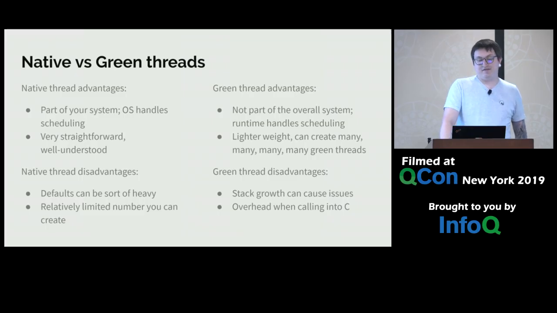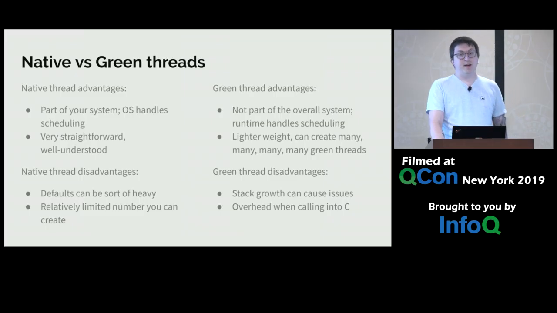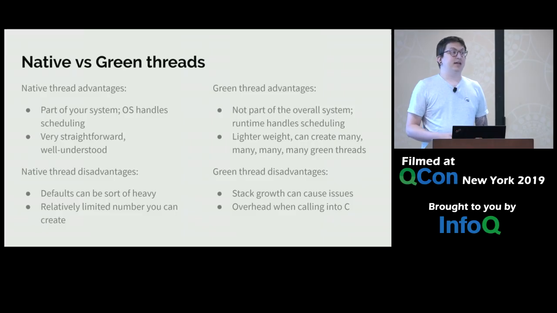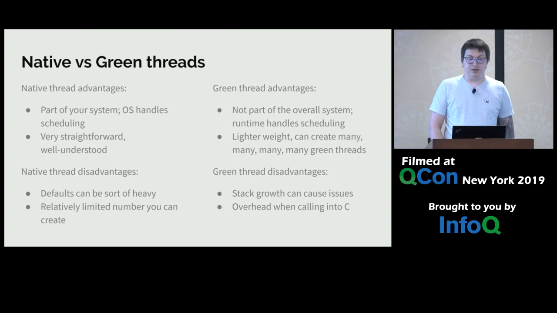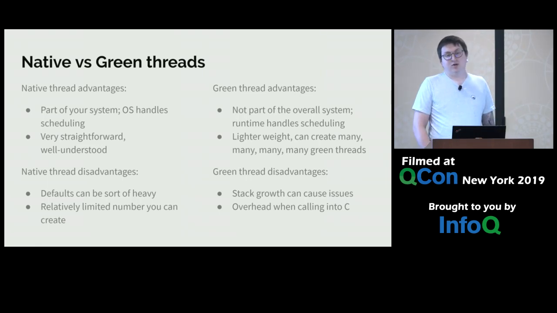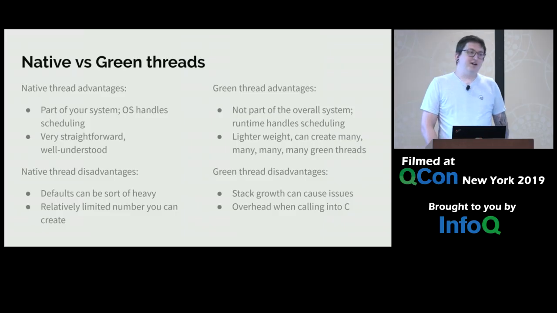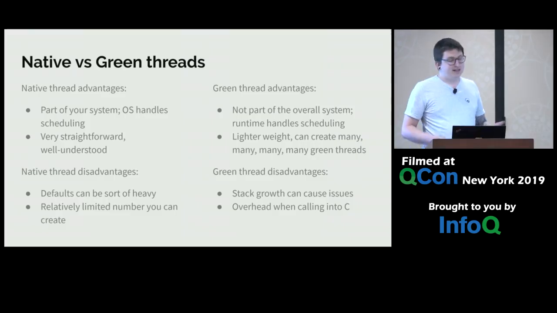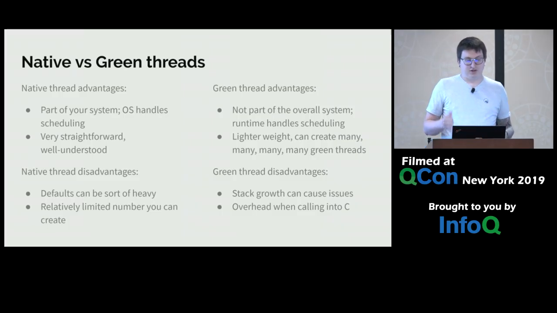Native threads have the advantage that they're a part of your system, and so the operating system is able to handle its scheduling. And that means that it can see every task that's executing on the system and make the appropriate choices to do the scheduling because it has total visibility into everything that's running. They're also very straightforward and well understood. Threads are an old technology. They've been used for a long time. They're hard to use sometimes, but in terms of an API, they're not that complicated, and they're super well understood because they've existed for a long time.